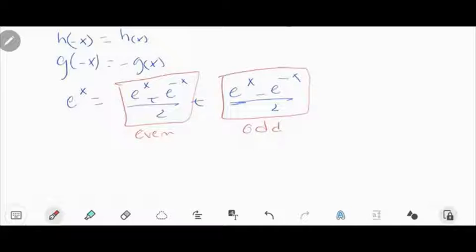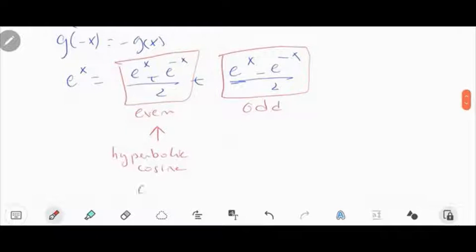And these two functions will be the functions that I'm considering in this paragraph. So this one will be called the hyperbolic cosine, denoted ch x, and the second one will be the hyperbolic sine, which will be denoted sh of x. And I will be studying these two functions in this paragraph.